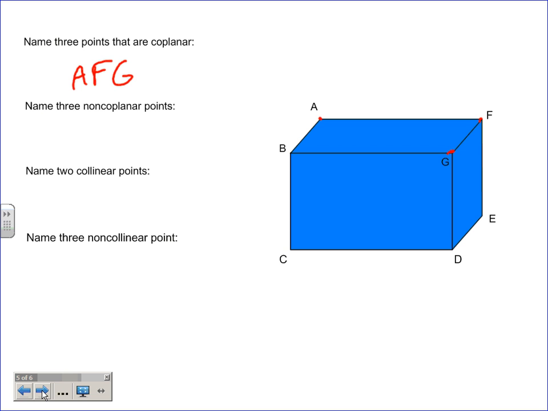How about 3 non-coplanar points? Again, the plane's not really drawn there. This one gets a little bit harder. Yes. A, E, and what'd you say? So she said A, E, and C.